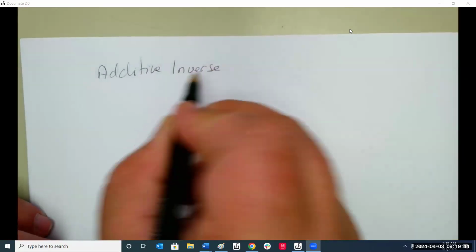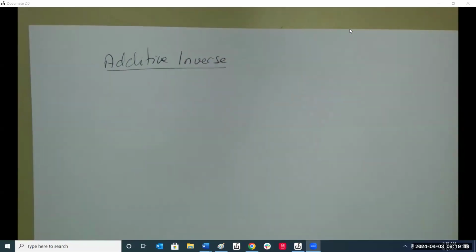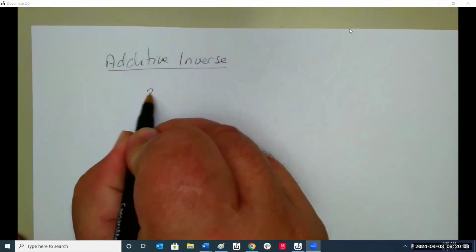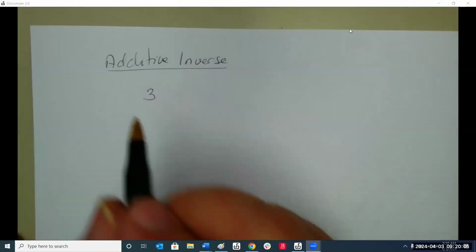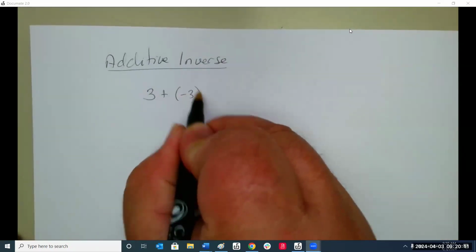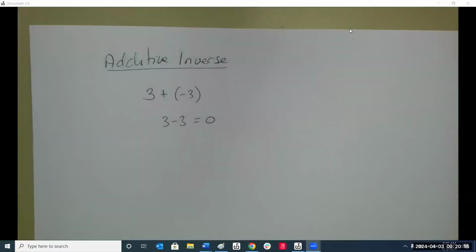Additive inverse. What is an additive inverse? If you had to think about the words, what does inverse mean? Opposite. So if I had the number three, what's the additive inverse? What's the opposite of three? Yeah, so my additive inverse is what would make it equal zero. That's the additive inverse. So basically, it's the same number with the opposite sign.